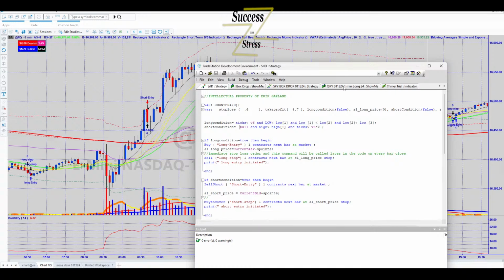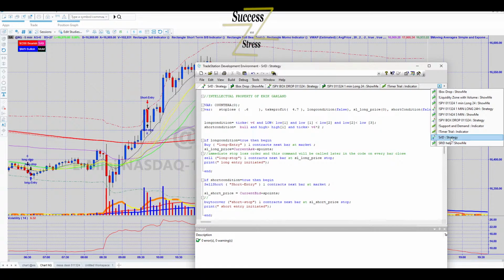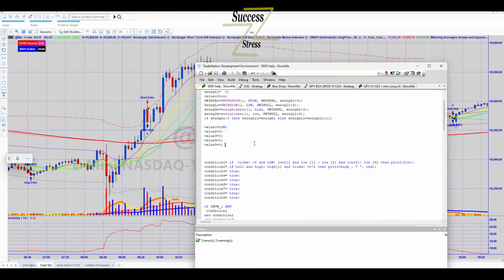All right, so this is the one that I made. The show me for the long should plot on the screen at the low, and we want to make that blue. And if we get that short condition, which was this condition 2, then we want to plot red. We're just going to remove the condition statement, and then that way we can get it to plot.